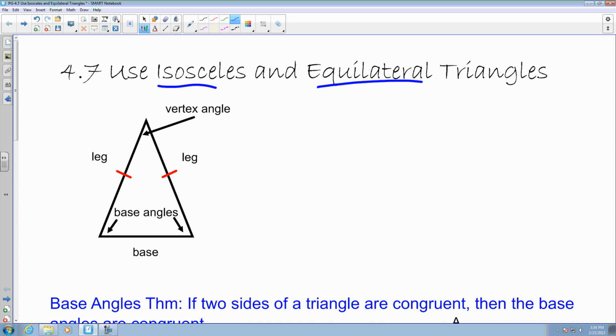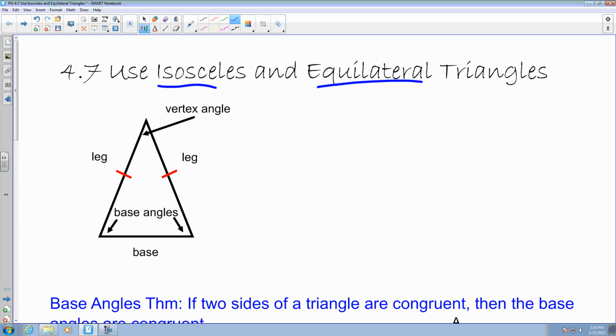But from the side lengths of these two specific triangles, we have some characteristics that we can use to help us find angle measure. So if we look at this triangle here that's diagrammed for us, this is an example of an isosceles triangle because by definition, an isosceles triangle is a triangle with at least two congruent sides. The little tick marks there represent the equal sides.